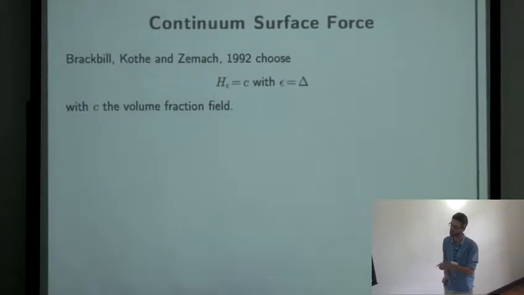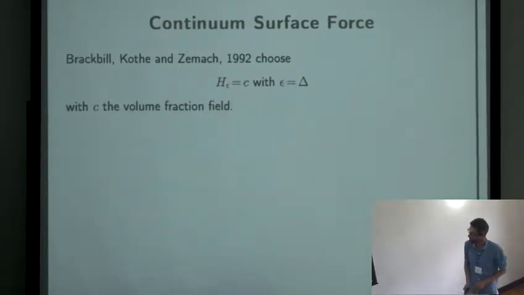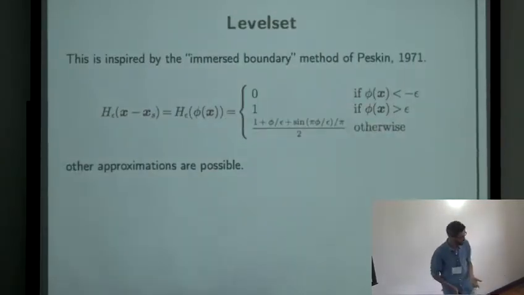So I will just give a few examples. The classic one is the CSF model of Brackbill, Kothe, and Zemach, right, in '92. And what you say in this case is that you are using the volume fraction, right? And you just say that your Heaviside function is volume fraction, right? It goes from 0 to 1, and then it has a step close to the interface, so that's it, right?